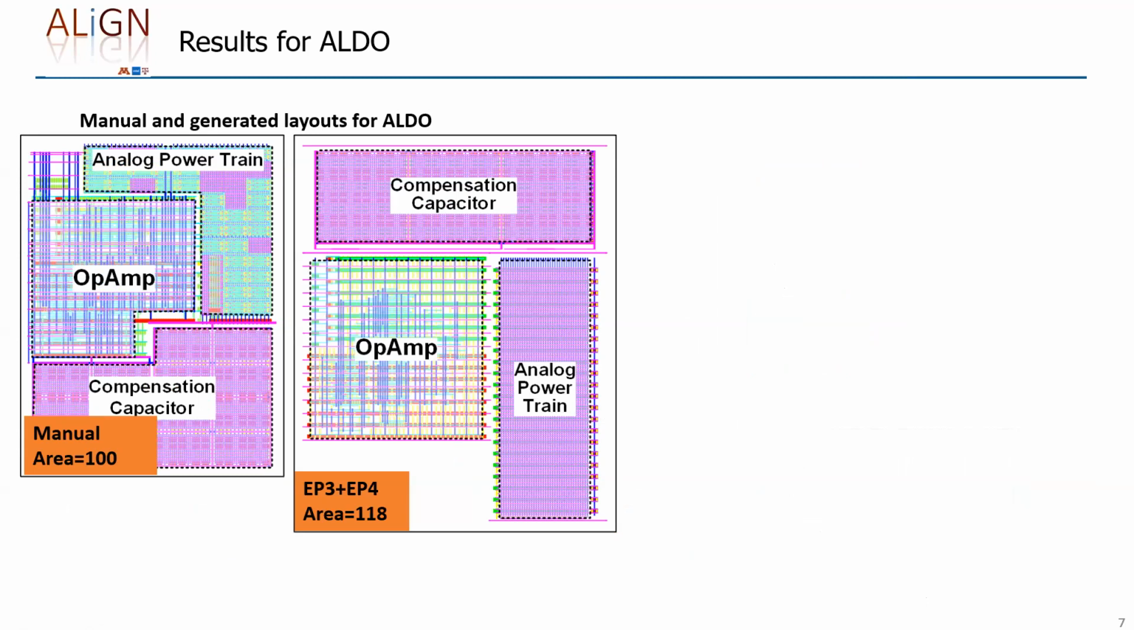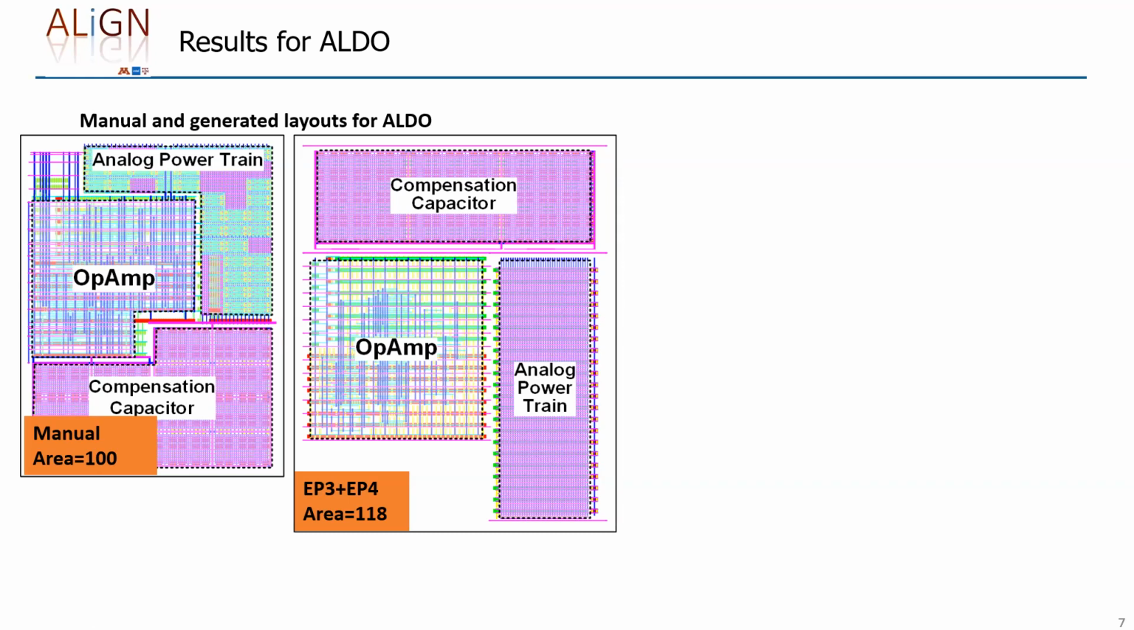We also generated an analog LDO using the methodology. Here on the left, you can see the manual handcrafted layout. This LDO basically consists of an error amplifier, a compensation capacitor, and a big analog powertrain. The right layout shows the layout generated through Align using entry points 3 and 4. For the op-amp, we did follow entry point 3 so that we can have the exact same placement as in the manual. And then for the powertrain, as I mentioned earlier, we did use entry point 4 simply because it requires special attention.